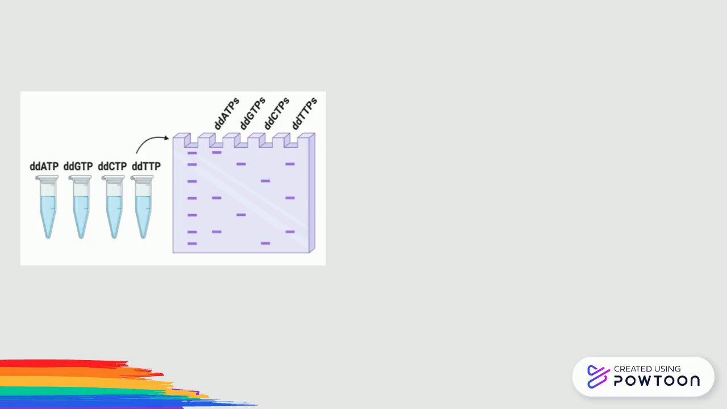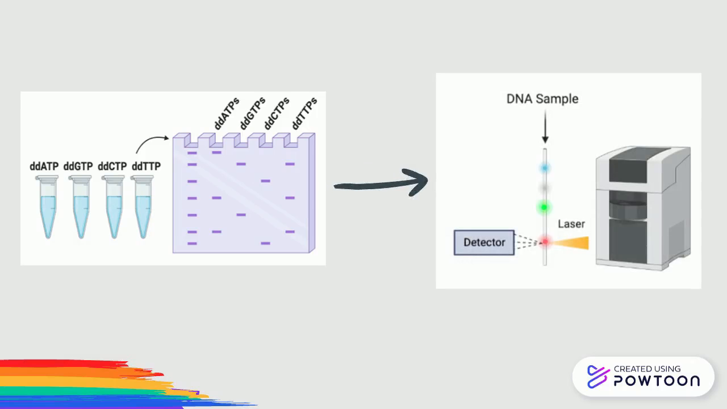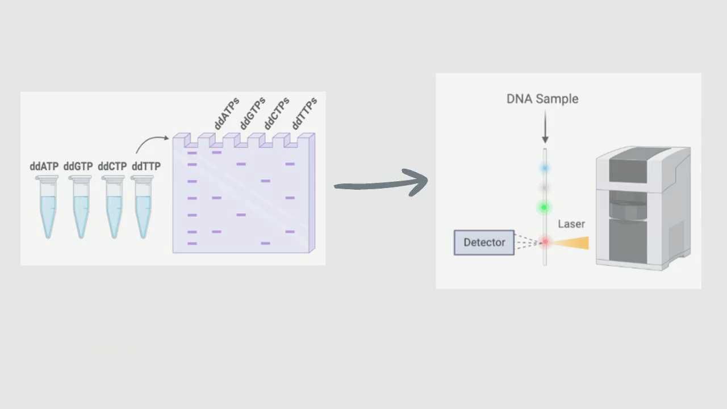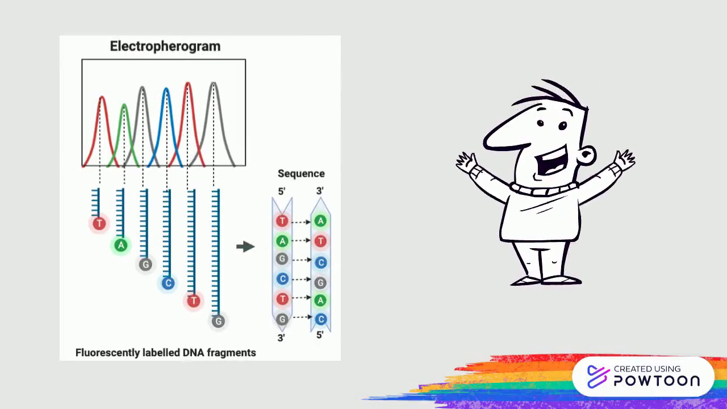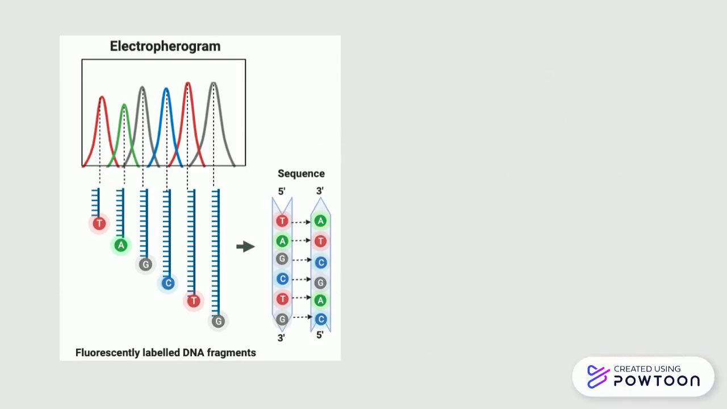Currently, fragments are loaded in a capillary gel and an electric field is applied to separate the fragments by length. Spectrophotometric analysis is used where a laser detects the respective fluorescence of the ddNTPs. A fluorescence is displayed in an electropherogram, and the fragment length allows the order of the nucleotide bases to be distinguished. Hooray! We can now identify daughter strands.